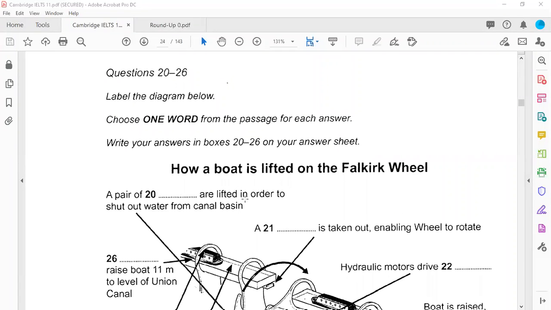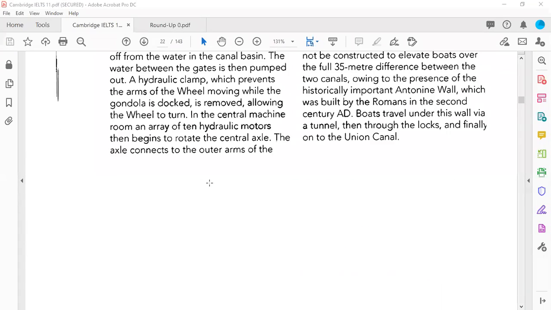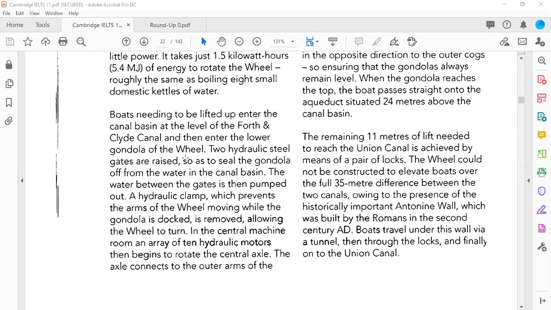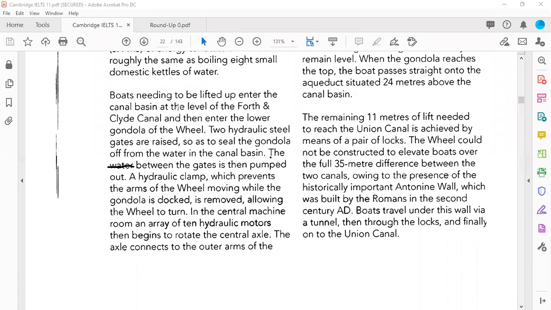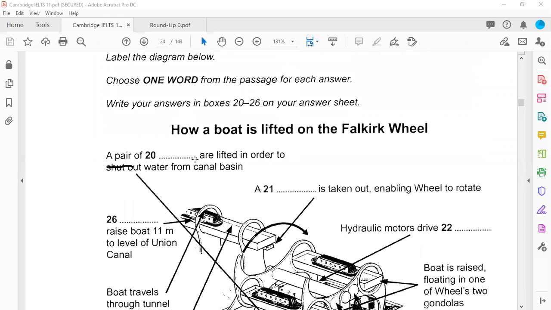A pair of what is lifted in order to shut out water? Gates. What do they lift to keep the water out? Gates. Last paragraph. Chapter number 6. Steel gates? Yes. Steel gates. A pair of steel gates are lifted in order to shut water out from the canal basin.